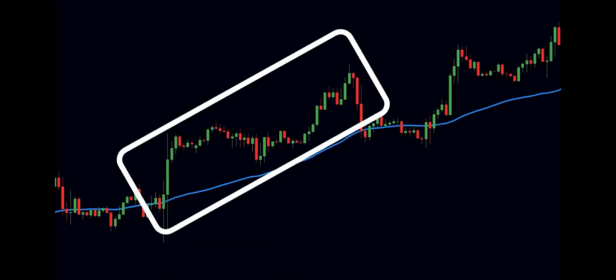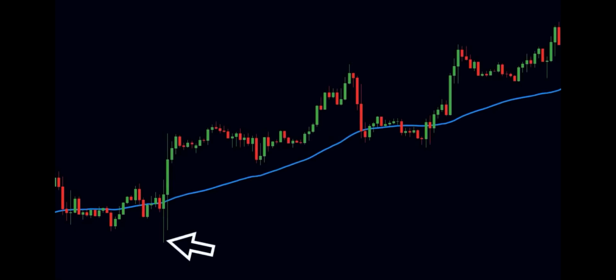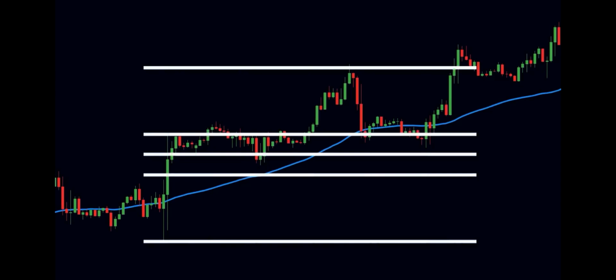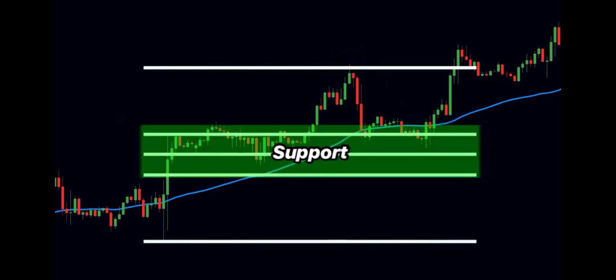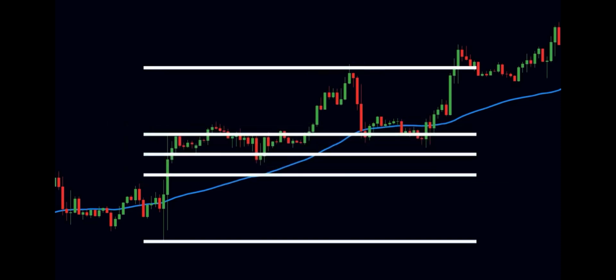Now, we see this up move, and we mark the swing low and swing high of this move. Then we stretch our Fibonacci retracement tool from the swing low to the swing high. Now, when the price makes a pullback, we expect the price to find support at these three retracement levels. At this point, we do not know exactly which level will provide support to the price, but we know that the price will reverse from one of these levels.